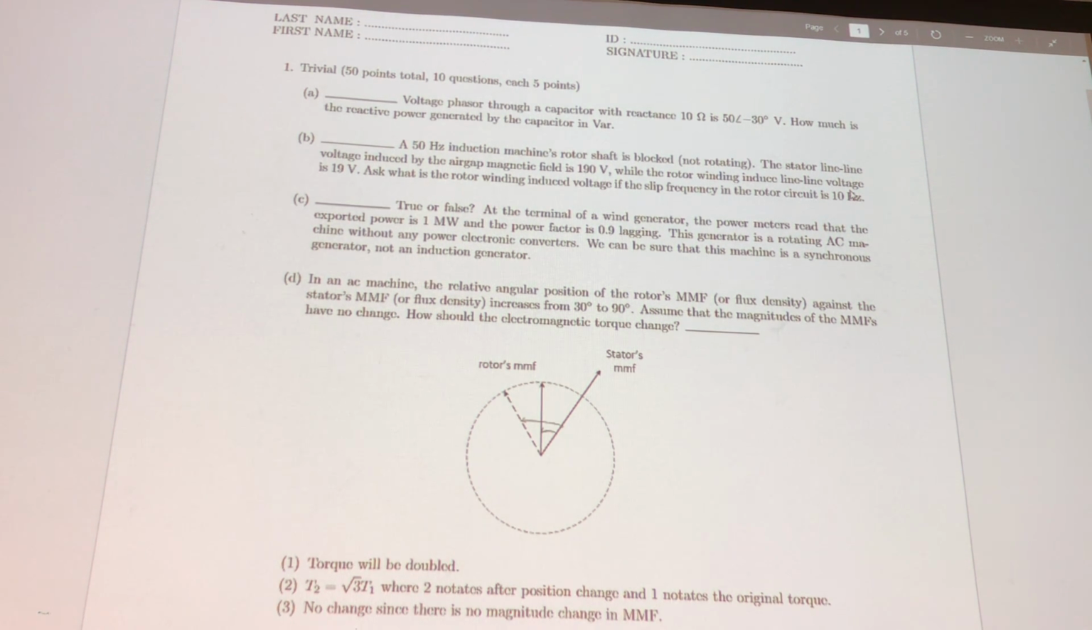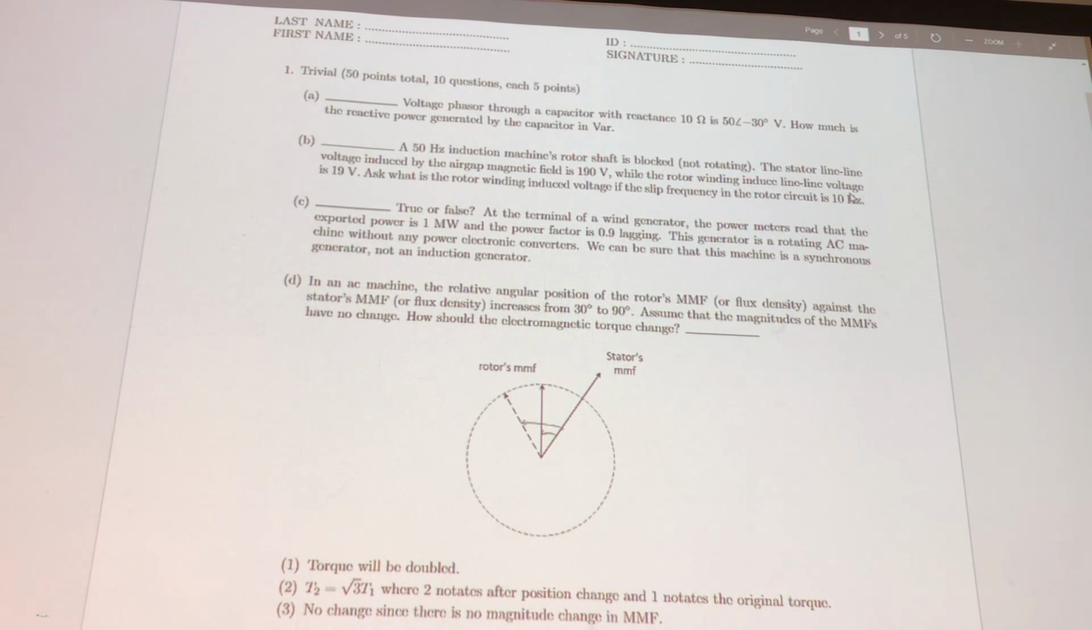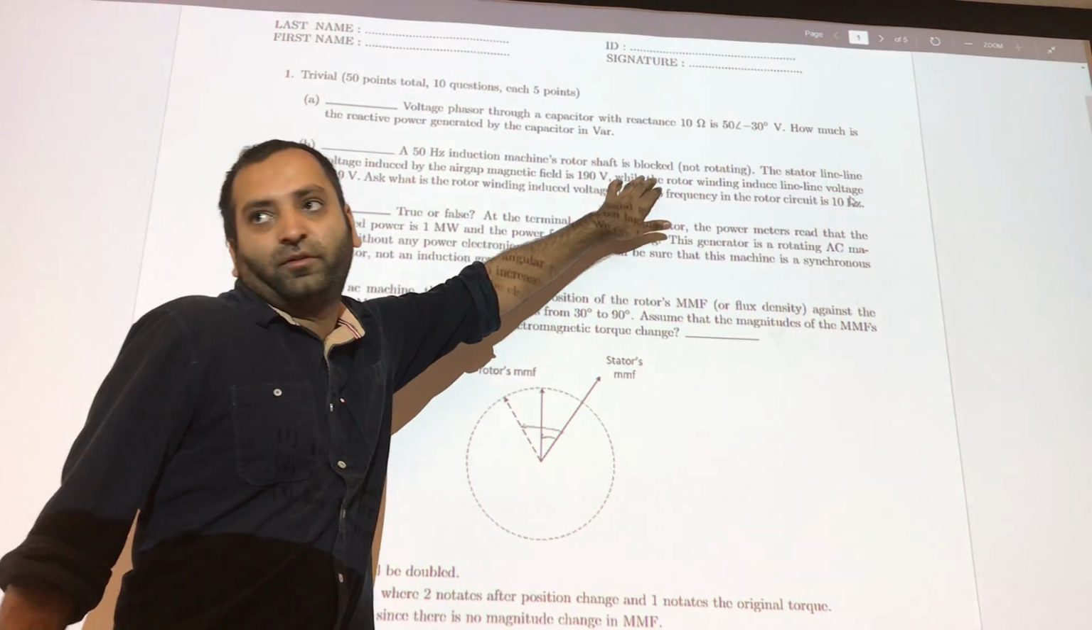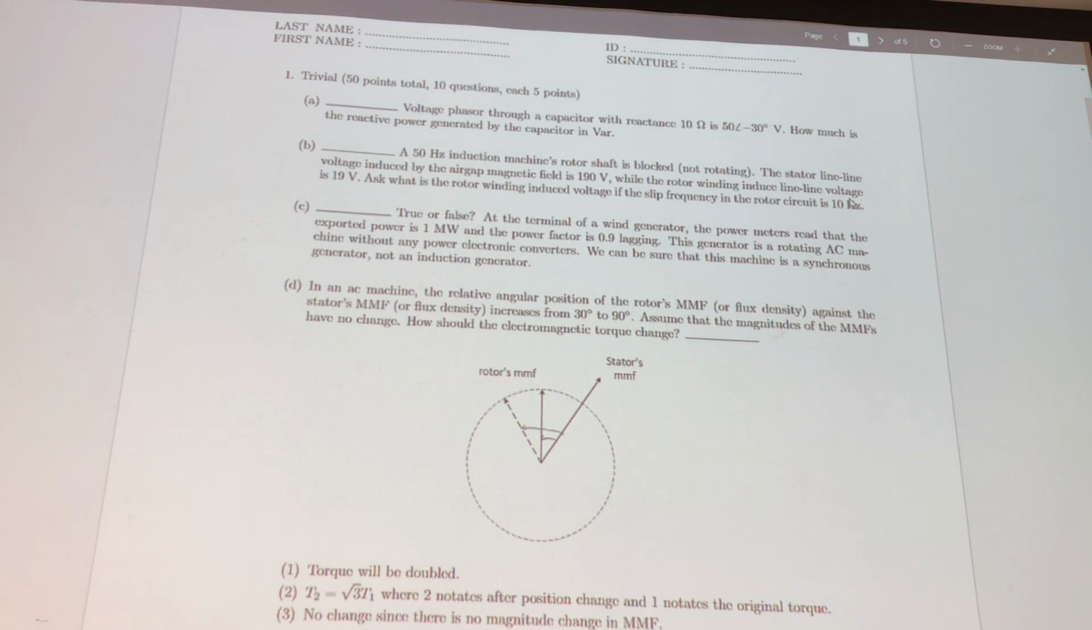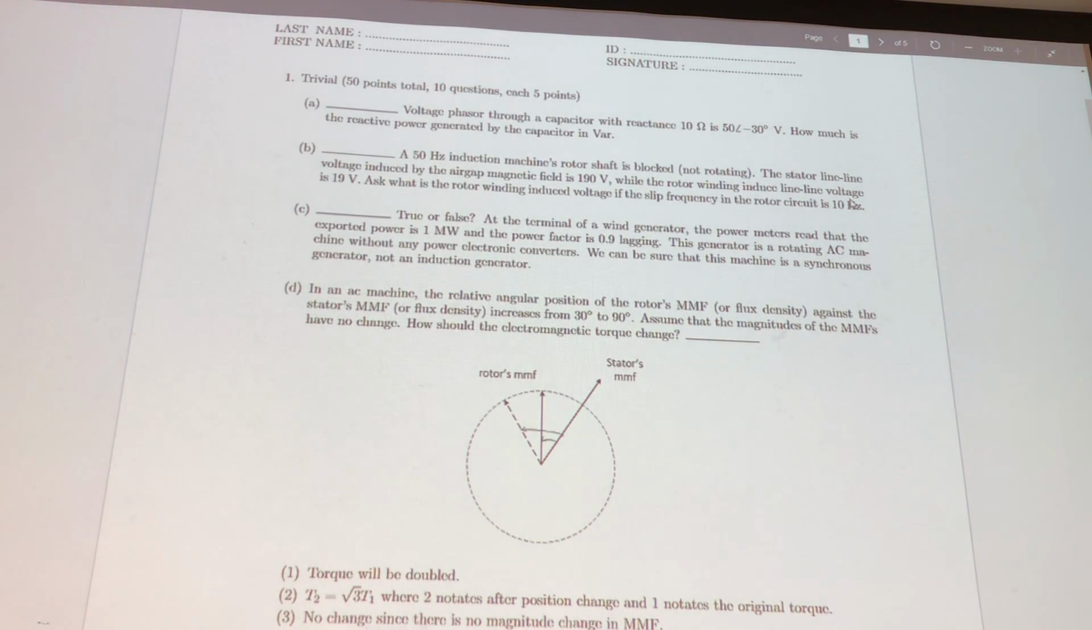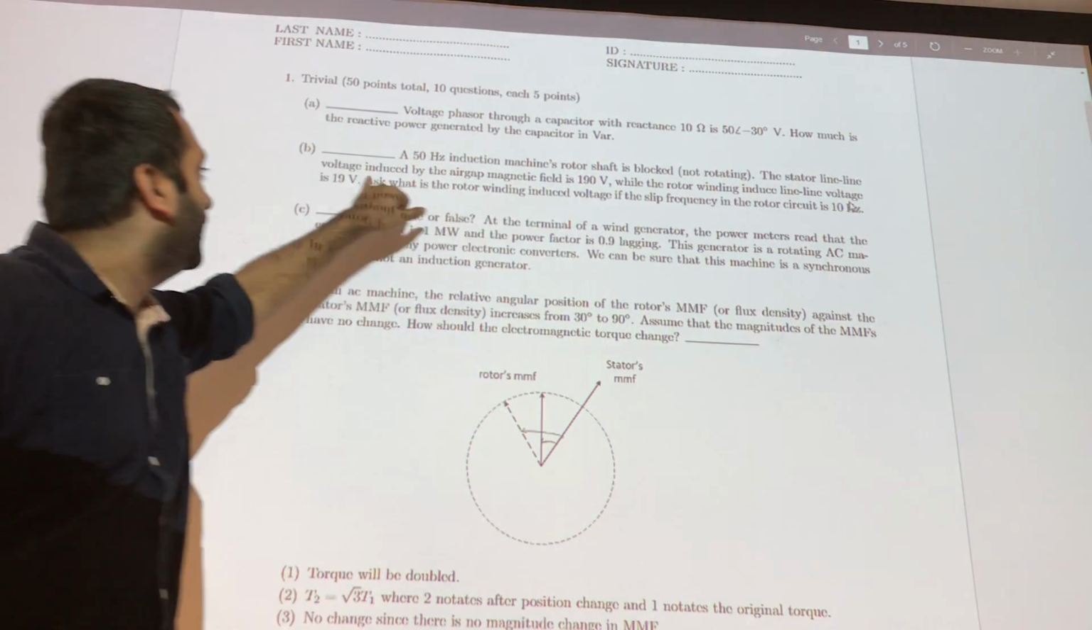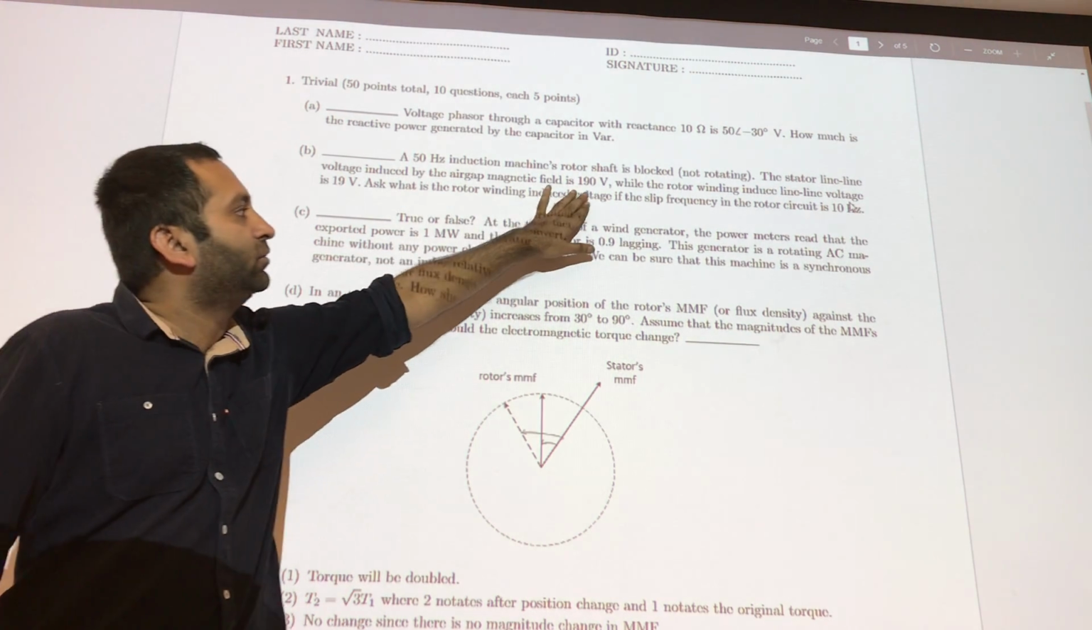So what does that mean for the slip? If the shaft is plugged, it's not rotating. So slip is 1. And the starter line to line voltage is given as 190 volt.